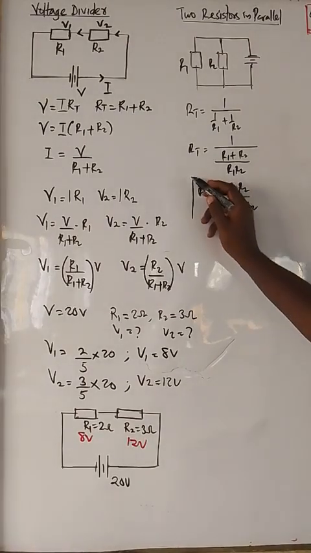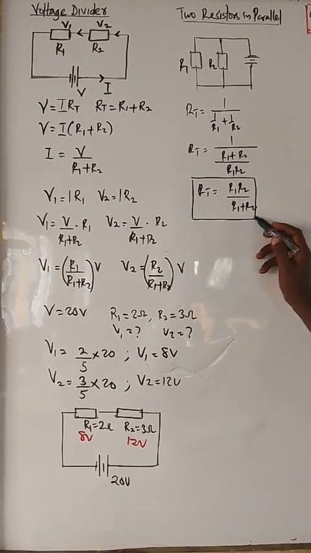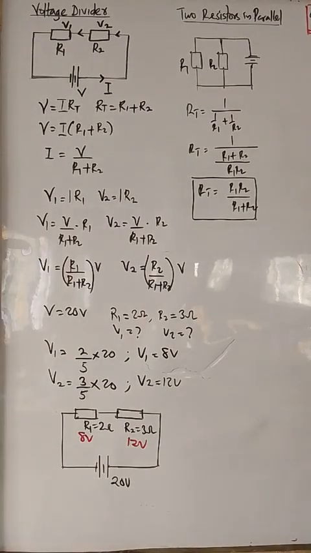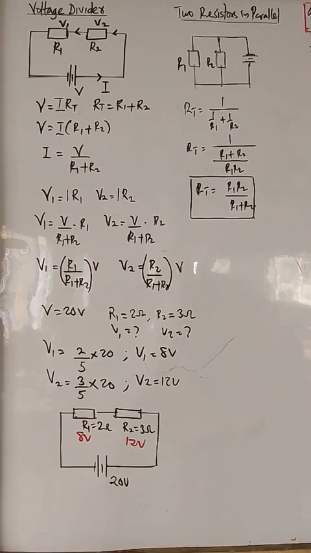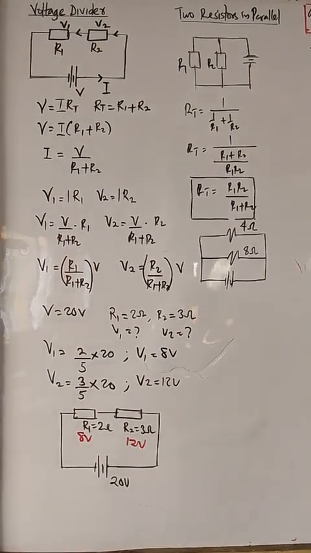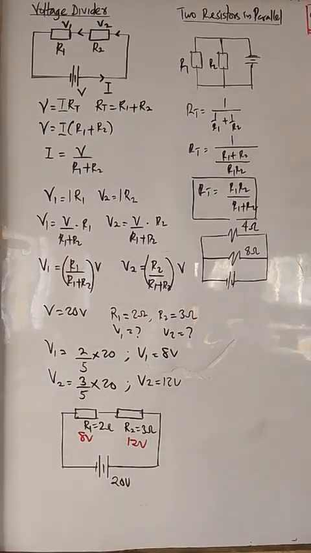So if we have two resistors in parallel, we don't need to use the long formula again. We can just directly multiply, then divide by the sum. For example, here we have two resistors in parallel.